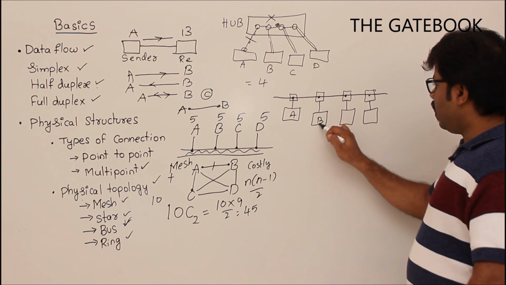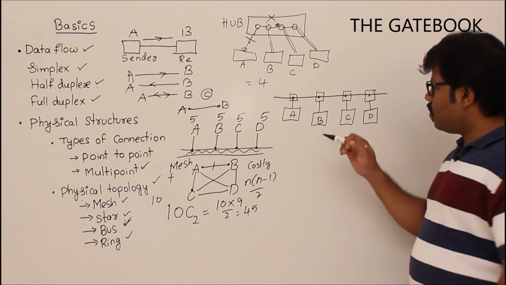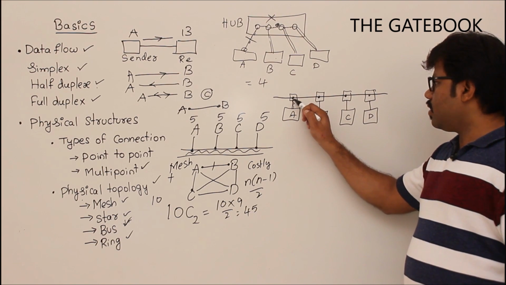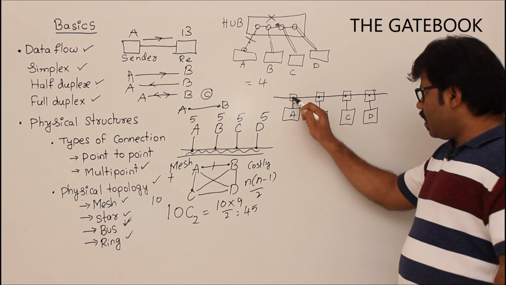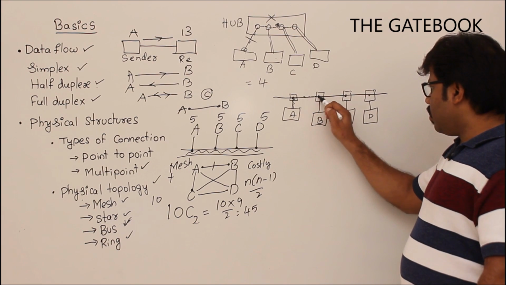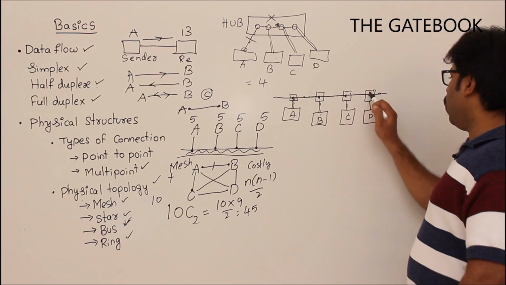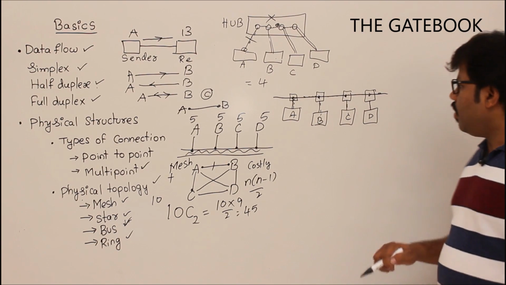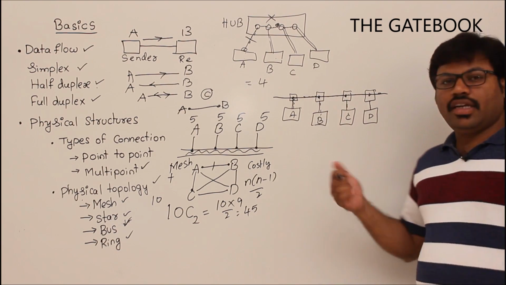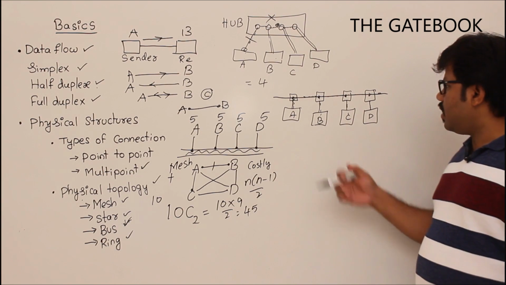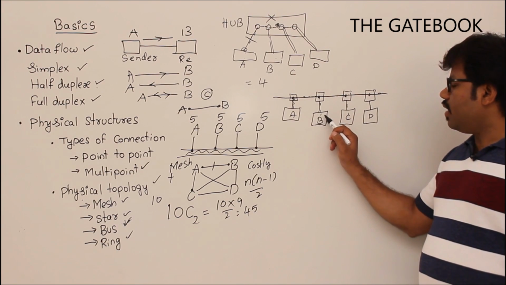A, B, C, D. So whenever A wants to send the data, it will send like this. So the data or signal comes here. After that, it will be passed over the whole cable. That's it. Similarly, B can send the data, C can send the data, D can send the data. But you can easily understand that A and B cannot send the data at a time.